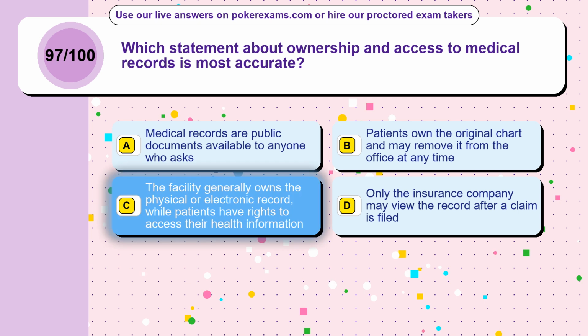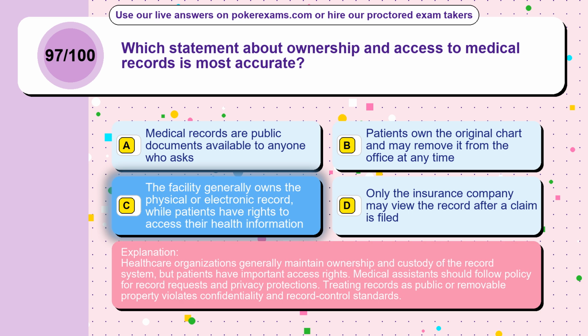The correct answer is option C. The facility generally owns the physical or electronic record, while patients have rights to access their health information. Healthcare organizations generally maintain ownership and custody of the record system, but patients have important access rights. Medical assistants should follow policy for record requests and privacy protections. Treating records as public or removable property violates confidentiality and record control standards.